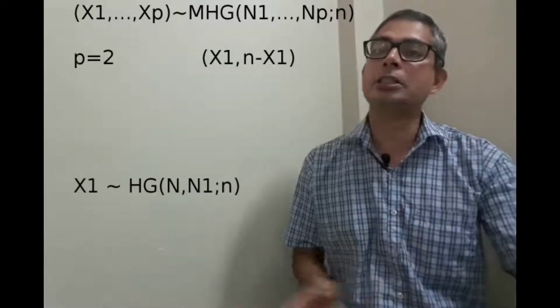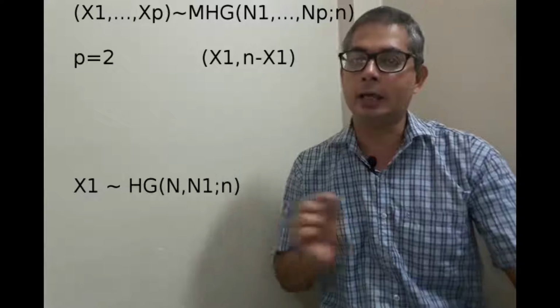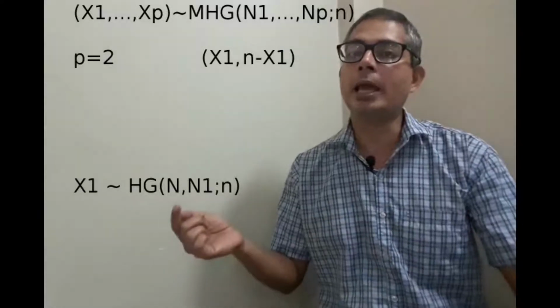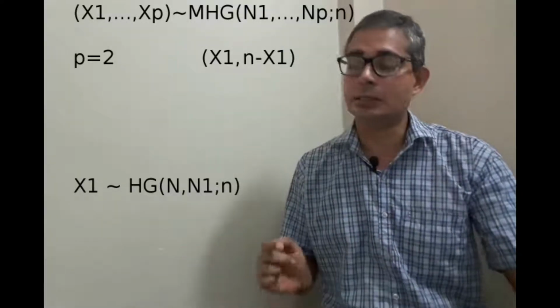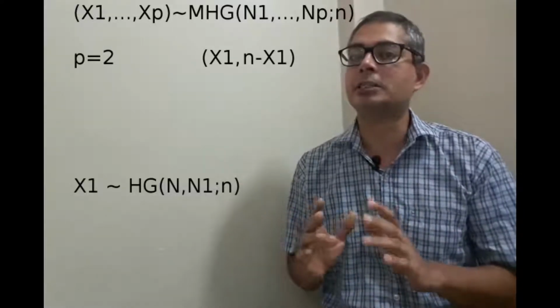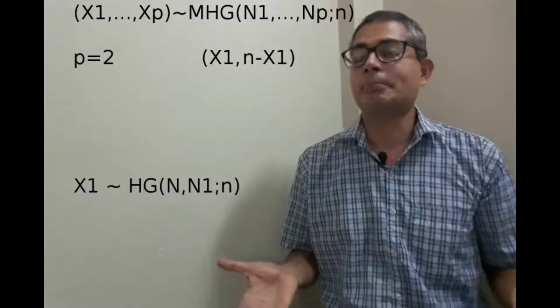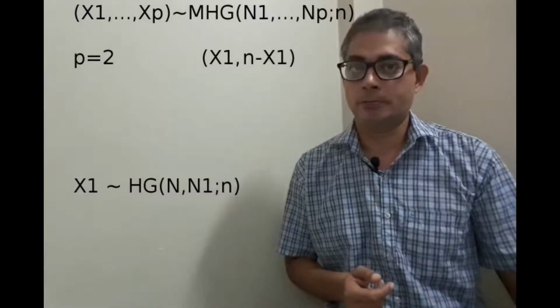Let's use the notation X1 follows HG(N, N1, n). Here, capital N is the total population size, N1 plus N2. N1 is the size of the category of interest, and little n is the sample size as usual.